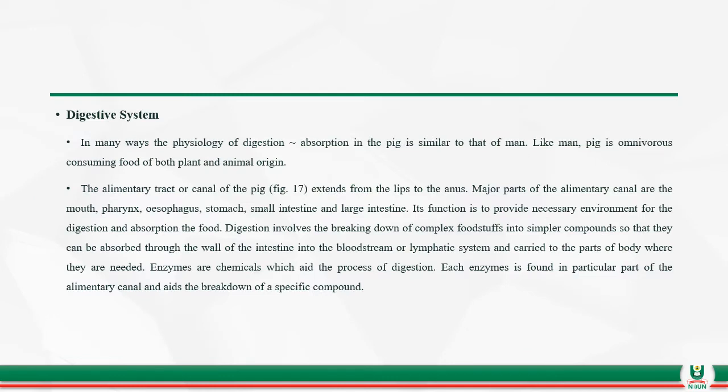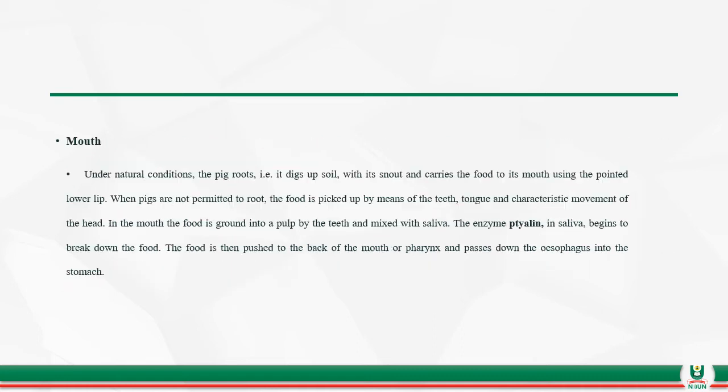The digestive system. In many ways, the physiology of digestion and absorption in the pig is similar to that of man. Like man, pig is omnivorous, consuming food of both plant and animal origin. The alimentary tract or canal of the pig extends from the lips to the anus. And of course, that is also similar to humans.